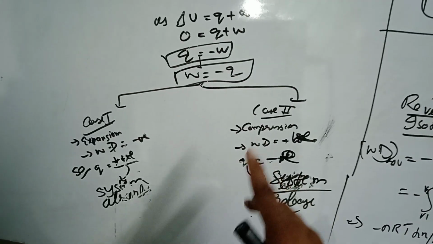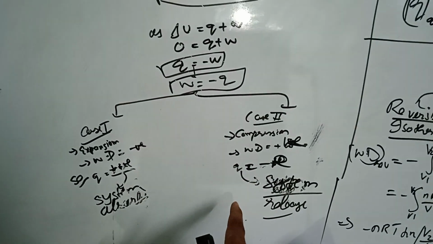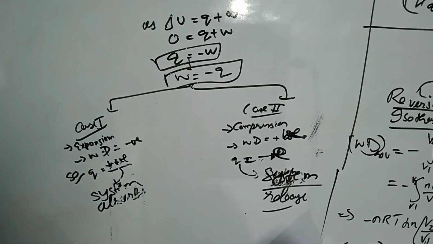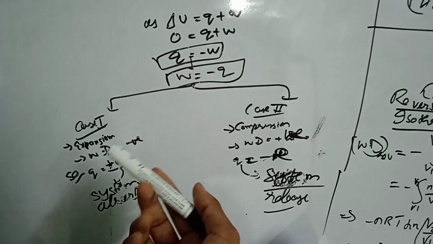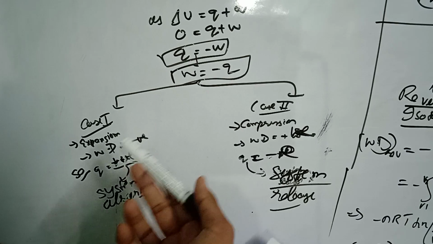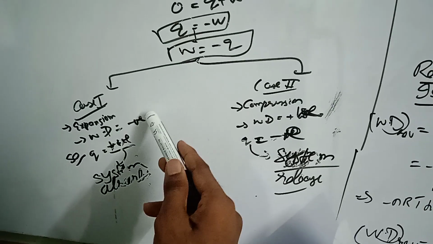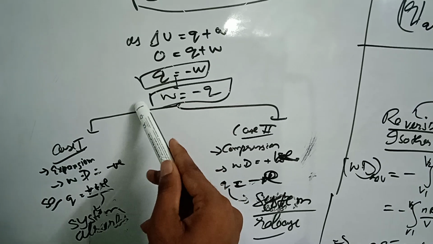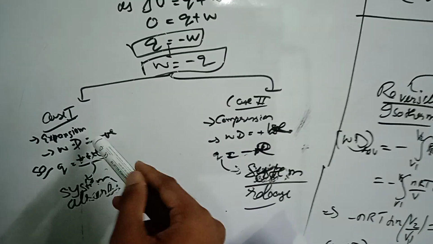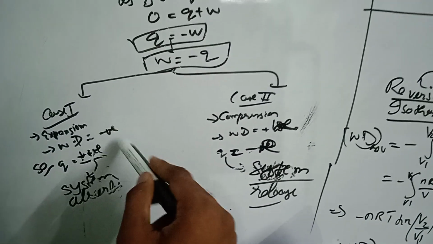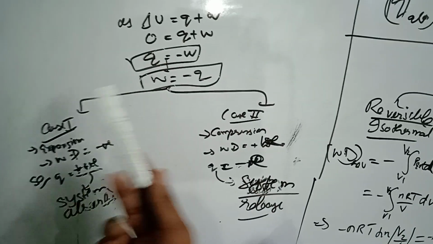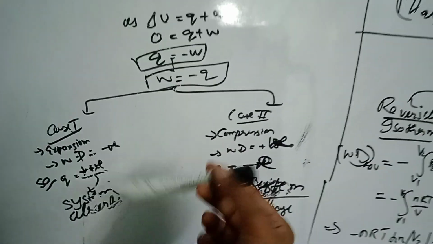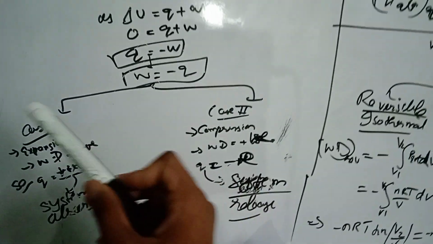In chemistry we always see things from the perspective of the system. So the system is doing work. If the system is doing work, its energy is lost, so work done is negative. If work done is negative, then Q is automatically positive, because minus minus gets cancelled. If Q is positive, then the system absorbs heat, as I have taught you earlier. Go and check if you are not getting this.